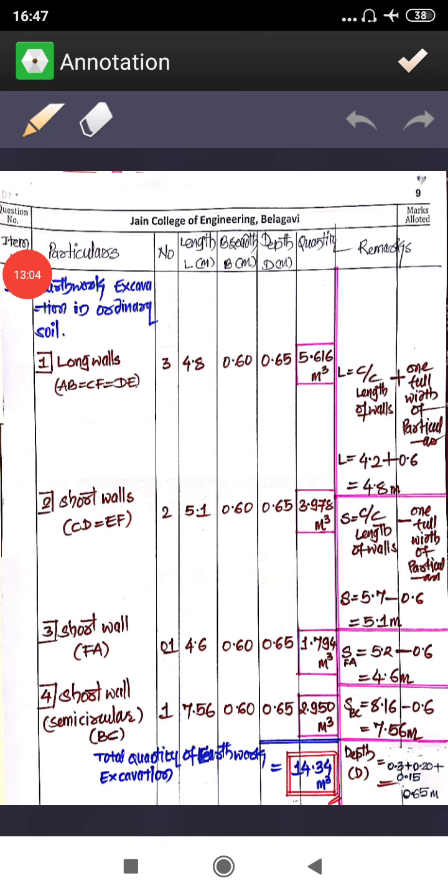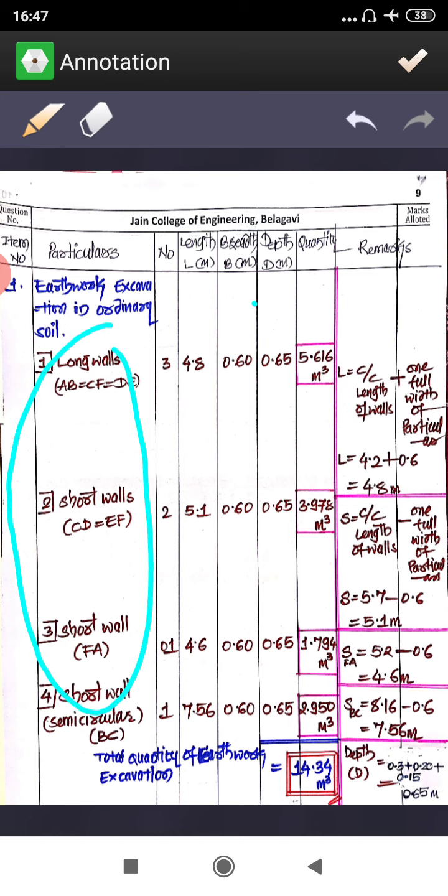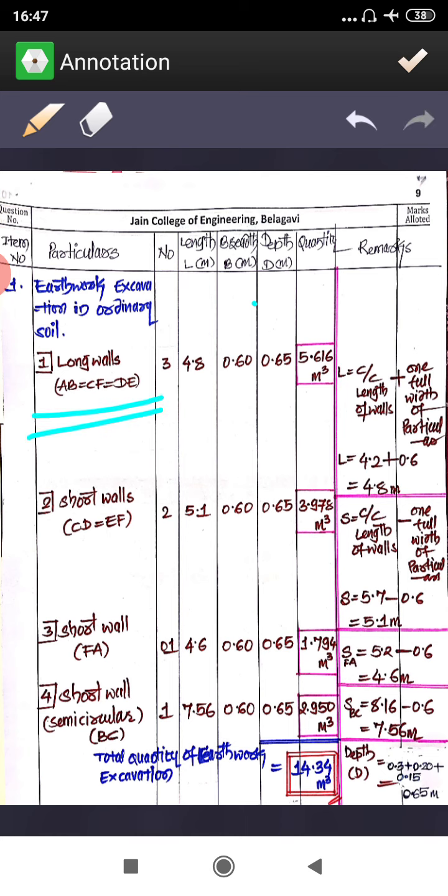Now we are going to get the first item, that is earthwork excavation in ordinary soil. You have to follow this pattern for all the items. What is that pattern? You have to take the long walls. We have taken 3 long walls AB, CF and DE. We have to take 2 short walls CD, EF, plus 1 more short wall FA, plus 1 more short wall BC. It means we are going to take 3 long walls and 4 short walls, but separately, right? So that we can understand easily. All 4 short walls have different lengths, so we have to take them separately. That's why I have given the names there.